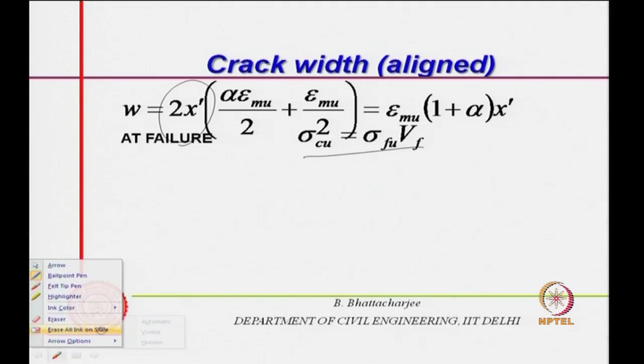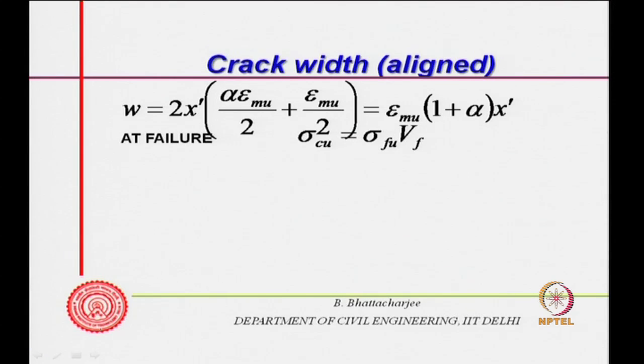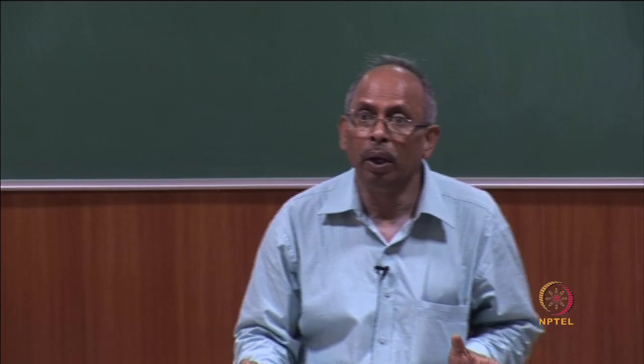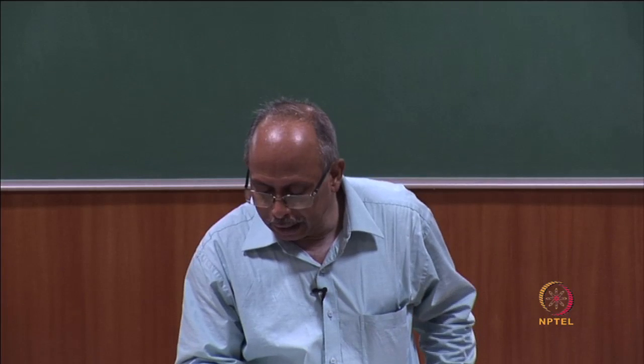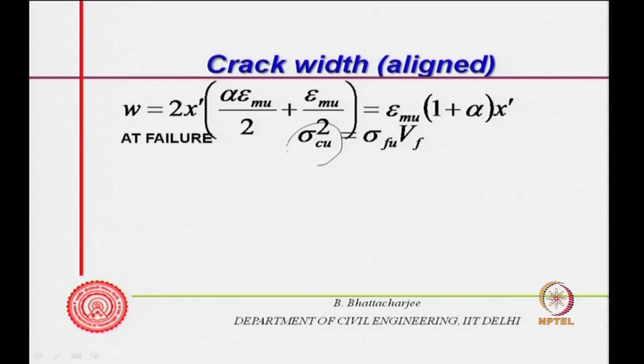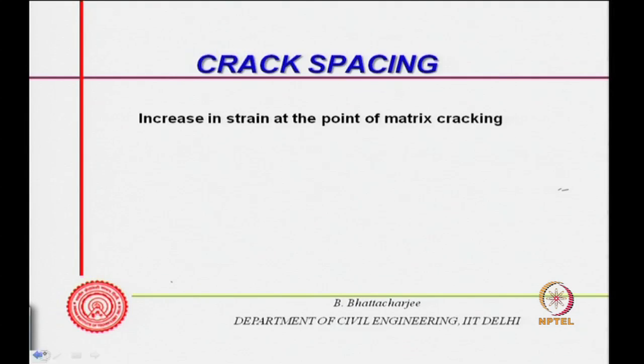Sigma fu, of course, after that it is the matrix which will take the strain alone, and at failure finally sigma composite, sigma cu, will be sigma fu into Vf, and that is what is shown in the previous diagram that we have seen.